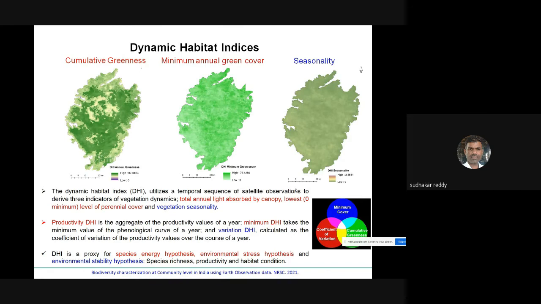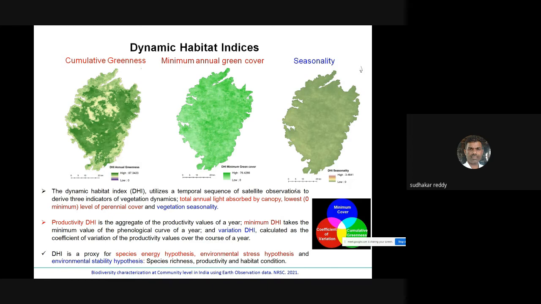Then the second index is known as the minimum annual green cover. This will help us in identifying the areas which maintain at least some amount of green cover throughout the period. This kind of database is useful to wildlife management also, because a lot of the herbivores in the wilderness zones or in the forest ecosystems depend on the grasslands and fodder. So this kind of map helps the management in identifying the areas which maintain at least the minimum amount of green cover throughout the period.